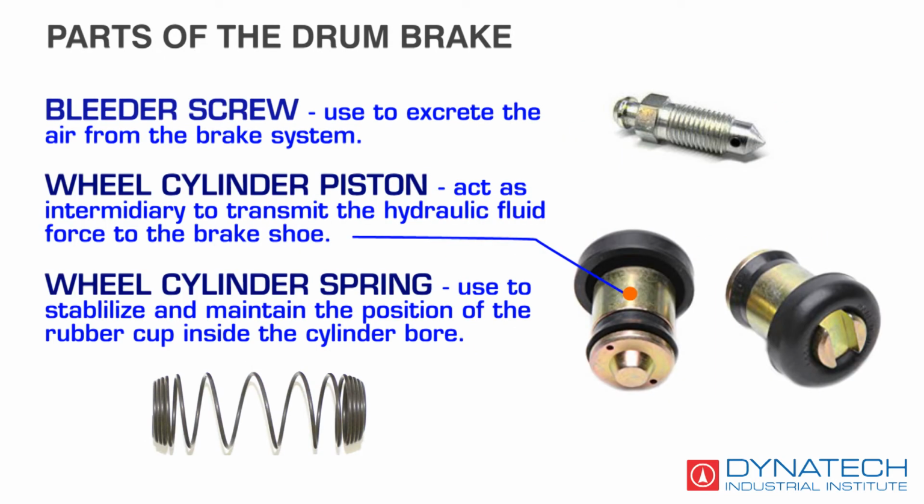Bleeder screw is used to excrete the air from the brake system. Wheel cylinder piston acts as an intermediary to transmit the hydraulic force to the brake shoe. Wheel cylinder spring is used to stabilize and maintain the position of the rubber cup inside the cylinder bore.